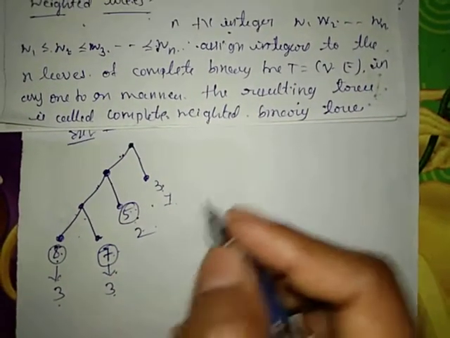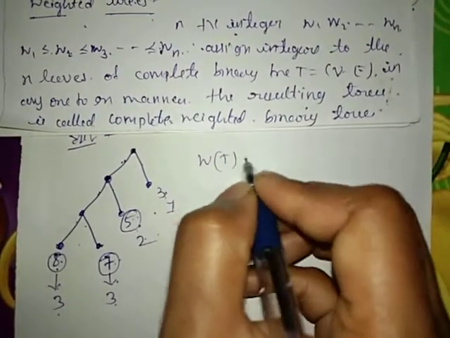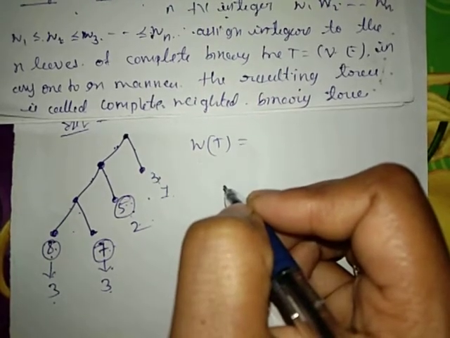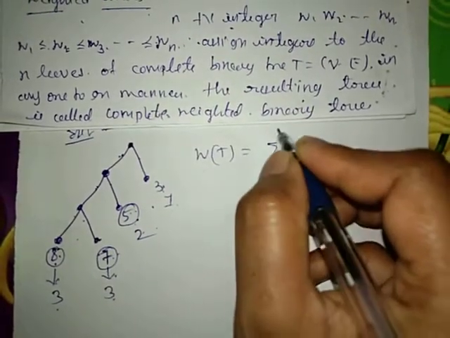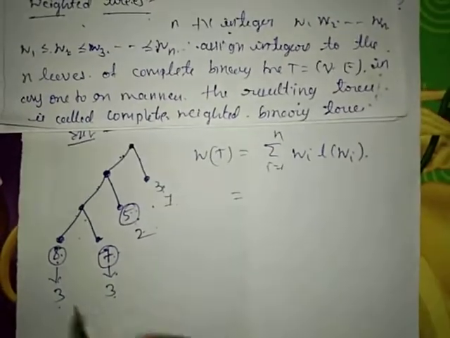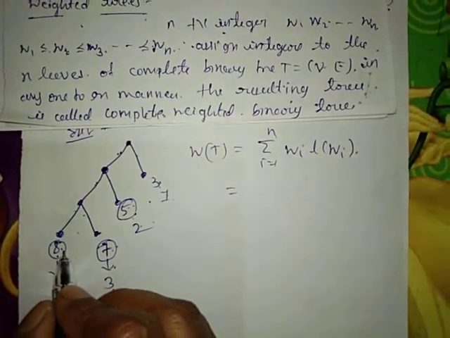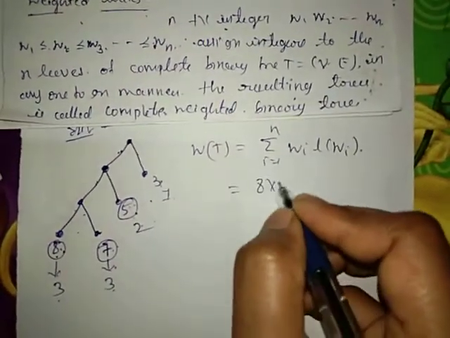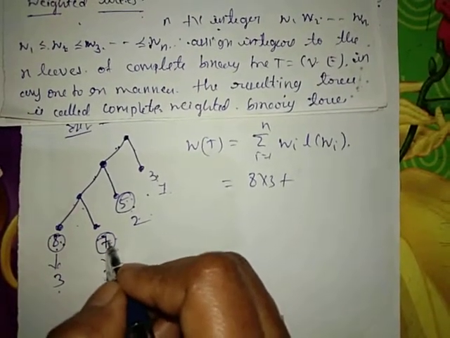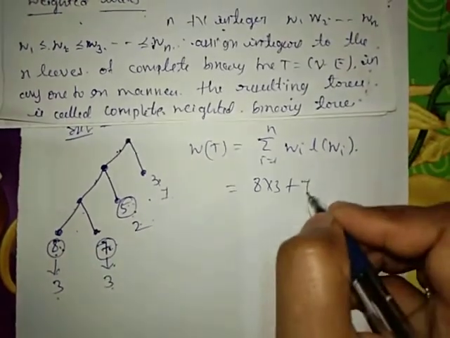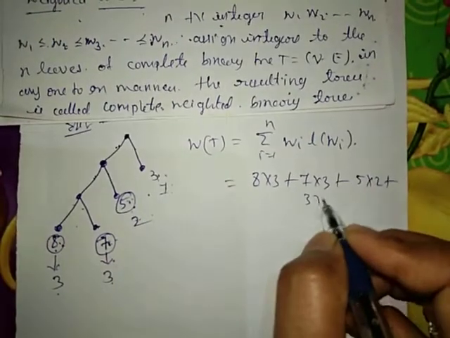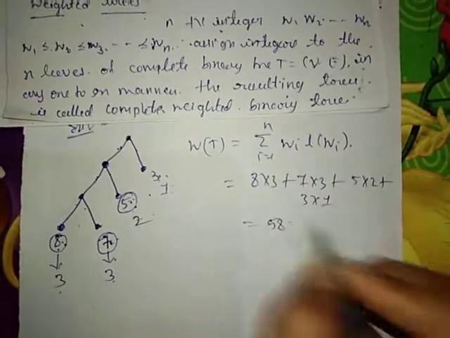Now the weight of the tree is the sum of wi into L of wi. So 8 into 3, plus 7 into 3, plus 5 into 2, plus 3 into 1. So the total is 58.